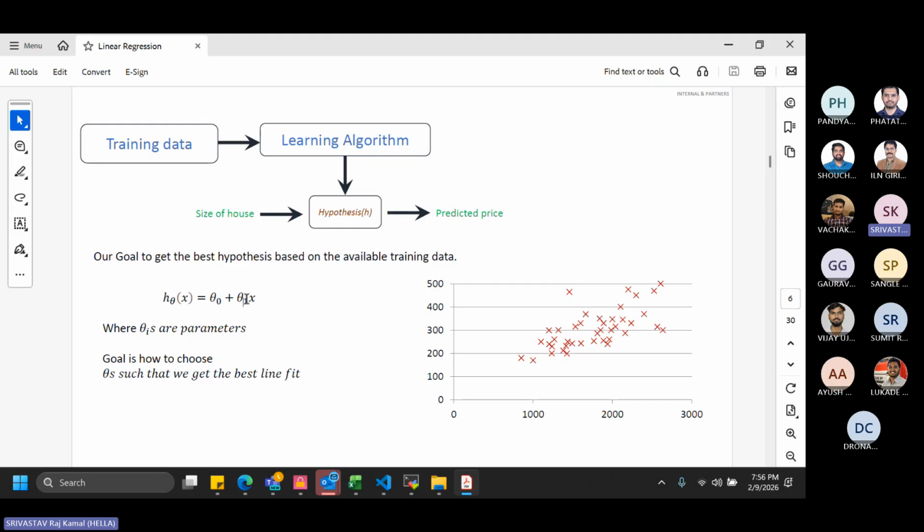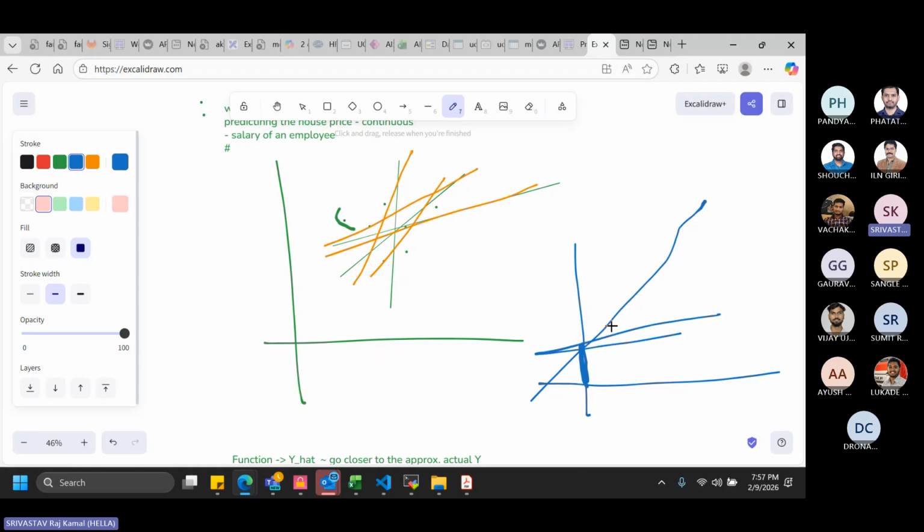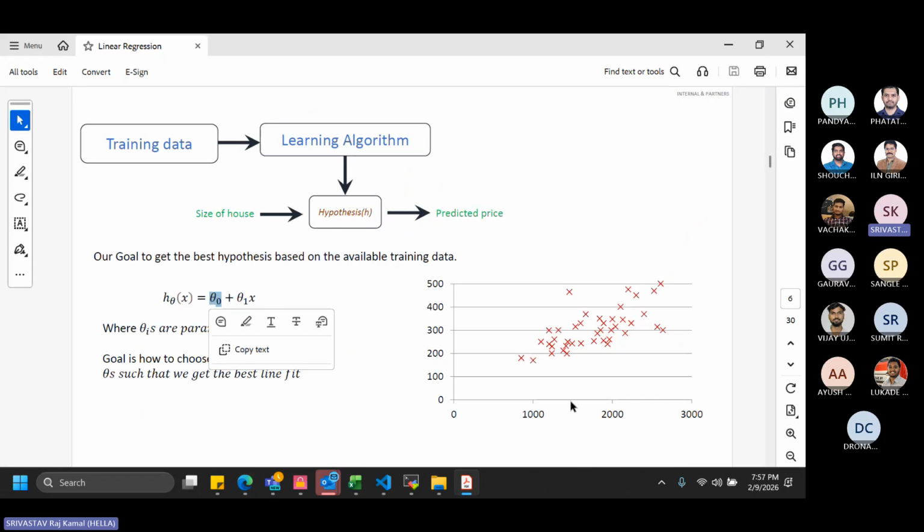So here, x theta 1 is the coefficient of x, theta 0 is some intercept. For example, if this is my line, this part would be your intercept, and this slope would be your theta 1 coefficient. It is mx plus c in terms of quadratic. So this is my equation, this is your general equation.